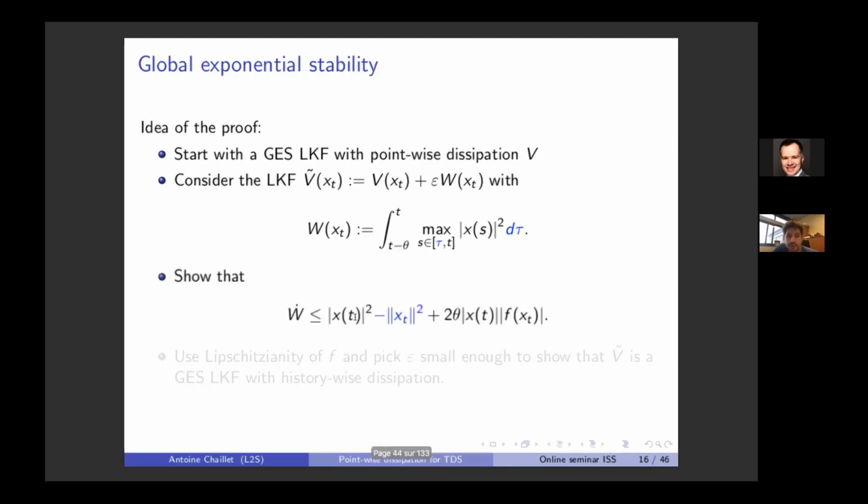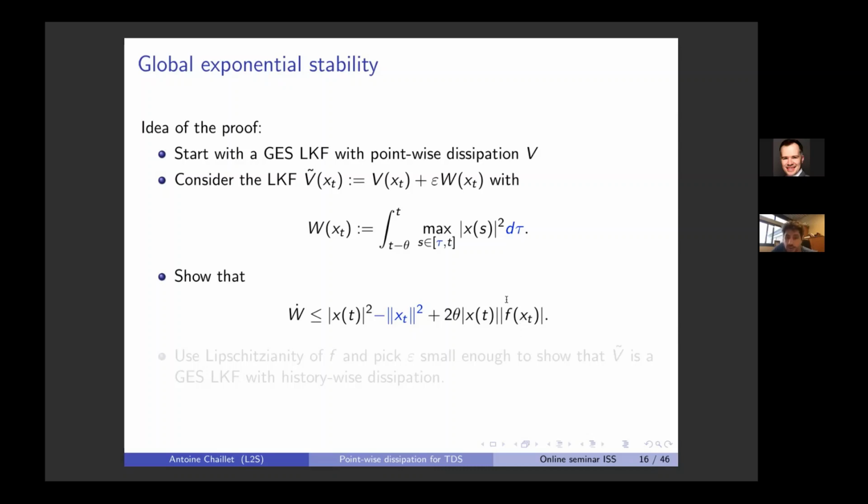Okay, so why this choice? Because if you differentiate just this W functional, you have to differentiate an integral. So you first have to take this quantity at time t, and this is the max from t to t of x of t, so it's just x of t squared. Then you have to take minus the value of this function at t minus theta, and you get the max over t minus theta to t of x of s, which is nothing else than the history function. And then you have to take the integral of the derivative of what's inside the integral. And this is a mess, but we managed to show that it's upper bounded by 2 times the maximum delay times the state times the vector field. Not much more we can do.